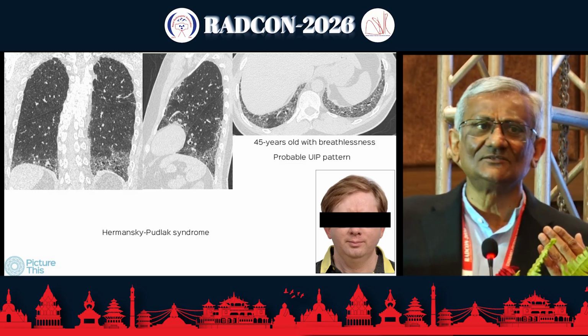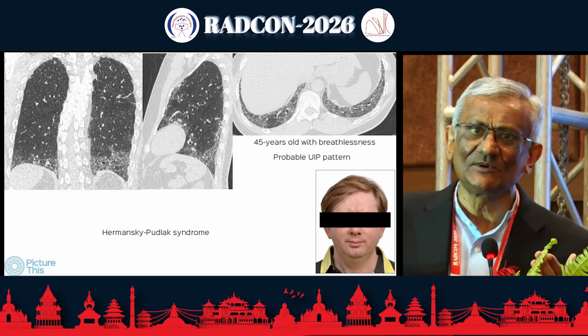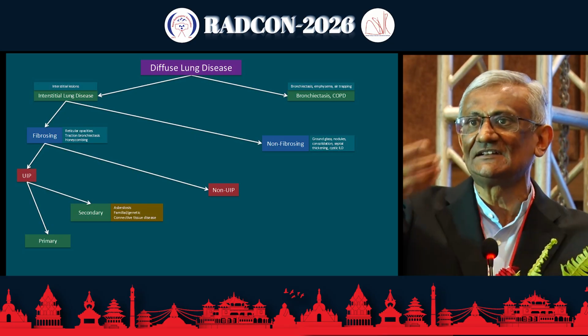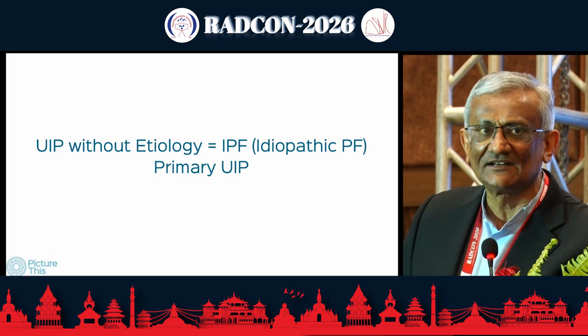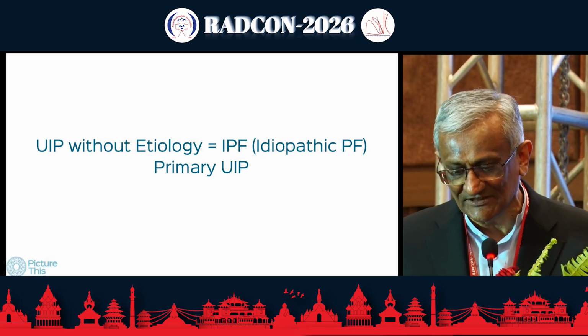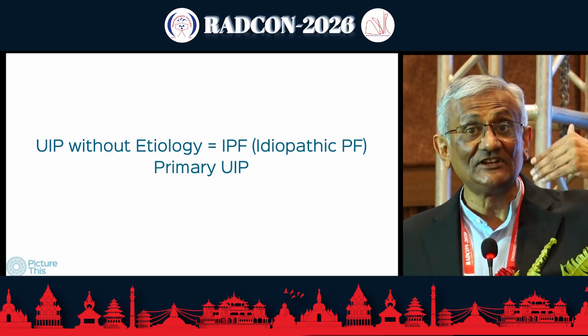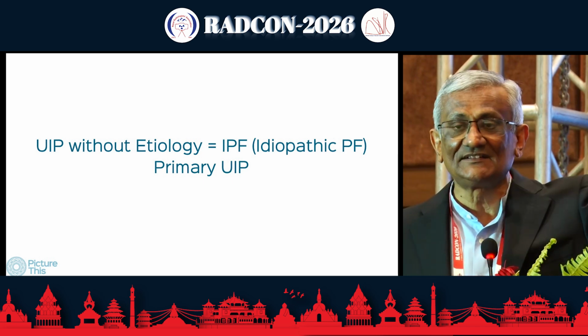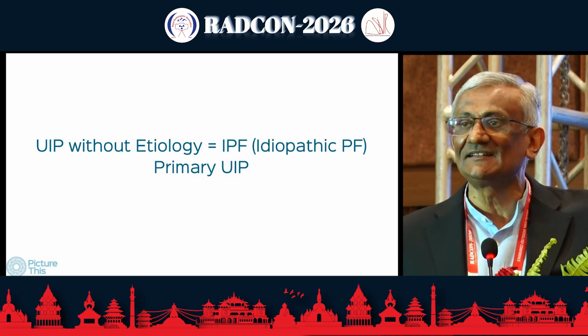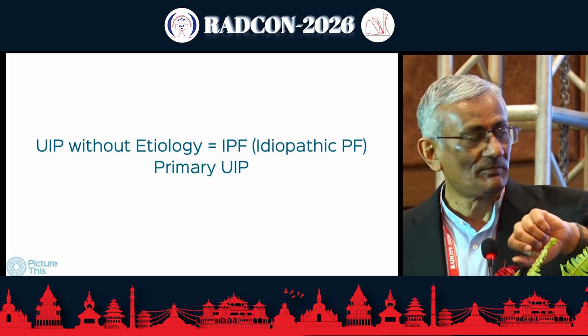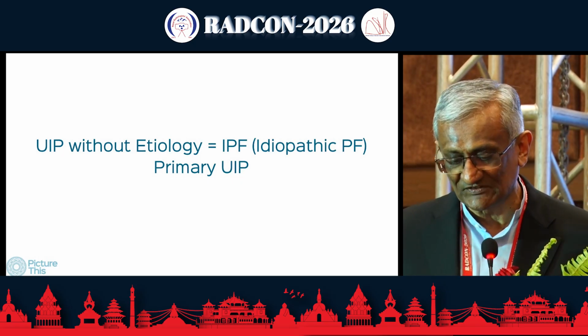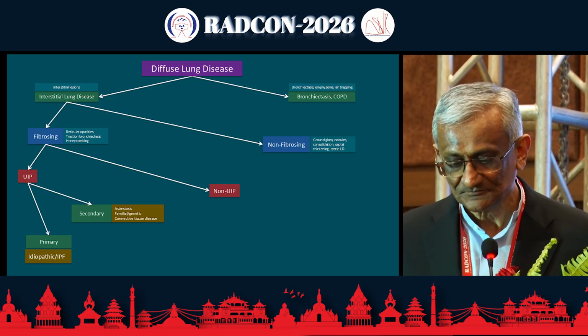So often we don't have all this history when we are reporting. So we will call it the UIP pattern and then say that this may be IPF if there's no other underlying etiology, and then kind of leave it at that. But if we know for sure, or the patient is 70, 80 years old and doesn't have any known etiology, then it becomes idiopathic pulmonary fibrosis or IPF.